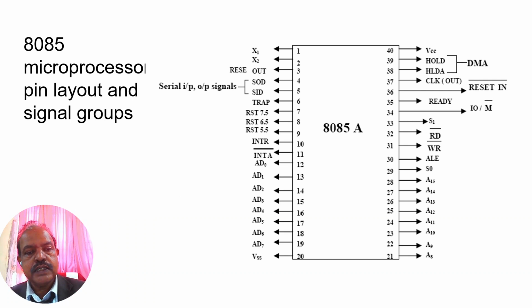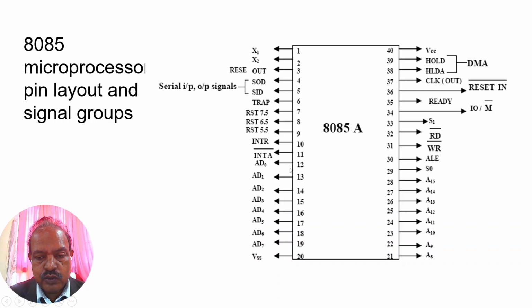Now let us have a look at the 8085 microprocessor pin layout. If you see here, the clock related pins are X1 and X2. You can see them. And VSS is the ground and VCC is the 5 volt supply provided here. If you see here, pin number 12 to pin number 19 is AD0 to AD7, and similarly A8 to A15 is pins 21 to 28. So when it is not latched, it can be used as a data bus.